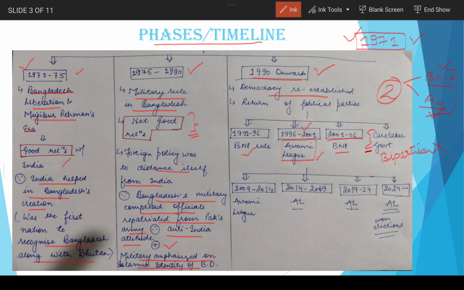Then for 3 years there was a caretaker government, and from 2009 onwards there has been the rule of the Awami League in Bangladesh. In 2024 as well, the Awami League won the elections for the fourth consecutive term, but the situation is not really good in Bangladesh at this present point of time. We will talk about the present situation later on. First of all, we will talk about the recent phase, before the 2024 elections, and how the relations were really good with Bangladesh when the Awami League was in power.